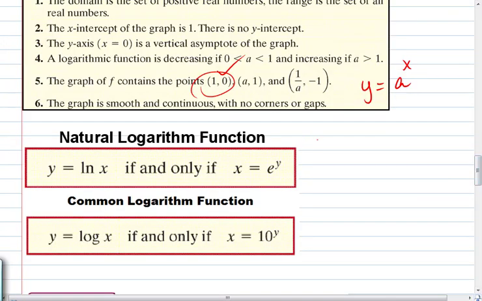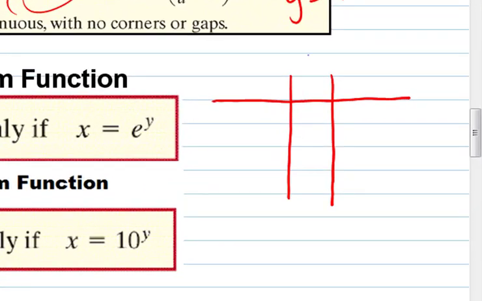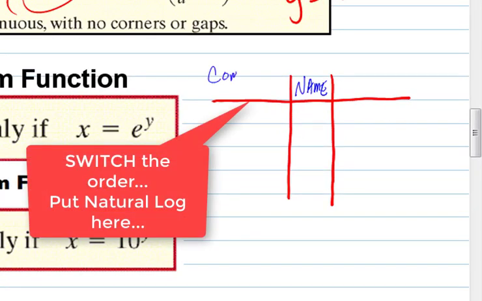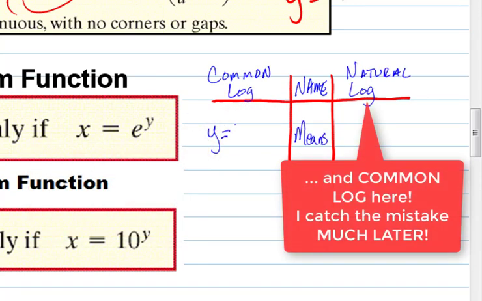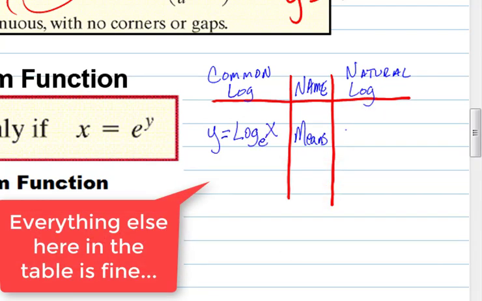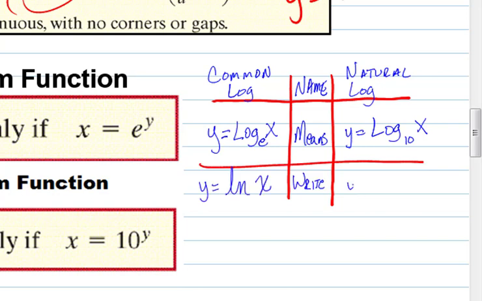We have two special types of logs. We have a natural log and a common log. I'm going to organize this information a little bit differently. We have the names of these functions: common log and natural log. I want to write down what it means. Common log means y equals log base e of x. A natural log means y equals log base 10 of x. But what we write here though is ln x, and what we write here is just a log without a base.